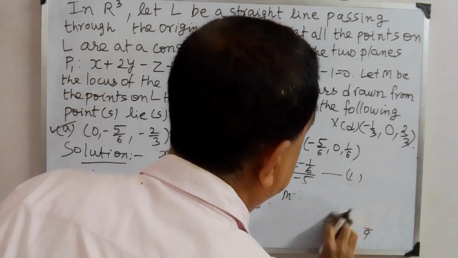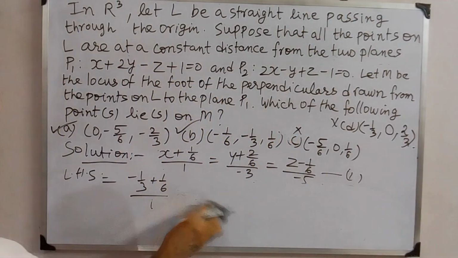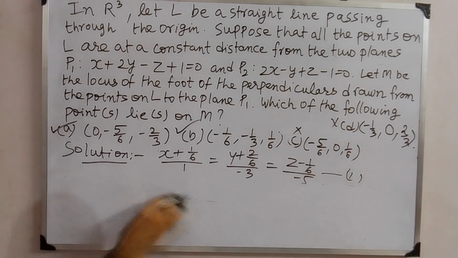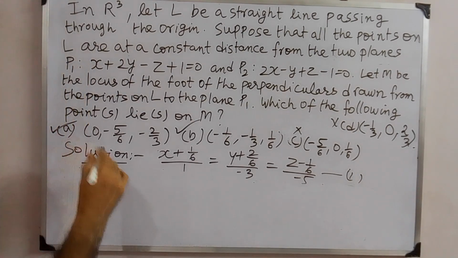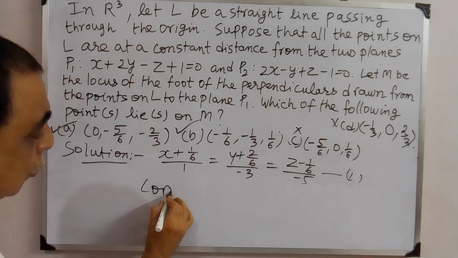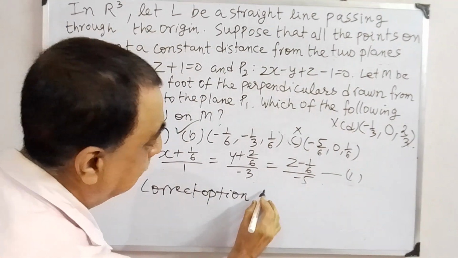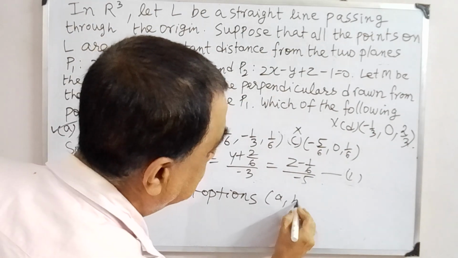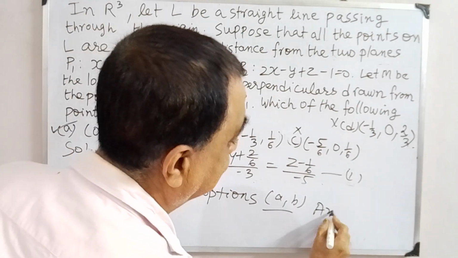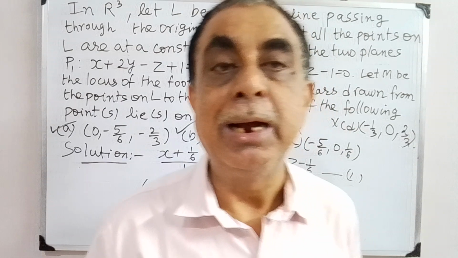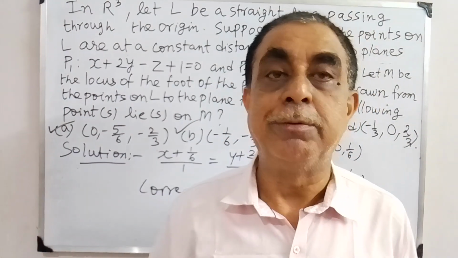So only the A and B points are lying on the locus. So that was asked. So the correct options are A and B. That is the answer. I hope you must have understood the sum very clearly.